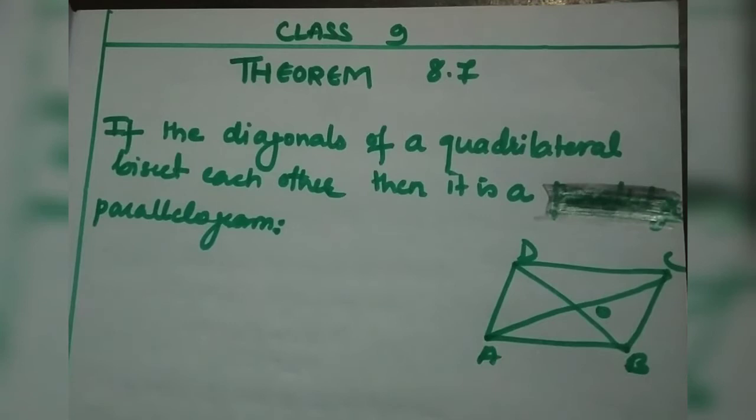Hello guys, welcome back to the solution strategy. Let's see Theorem 8.7. This is an important theorem of chapter 8, that is Quadrilaterals. Please do watch carefully, and I have provided the links below of all the theorems. Now let's see Theorem 8.7. If the diagonals of a quadrilateral bisect each other, then it is a parallelogram. This is a quadrilateral with bisecting diagonals, and we need to prove that it is a parallelogram. Let's see the solution.